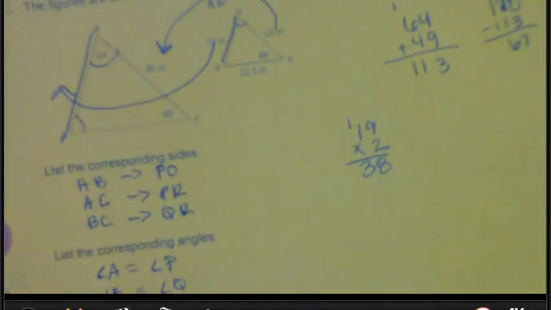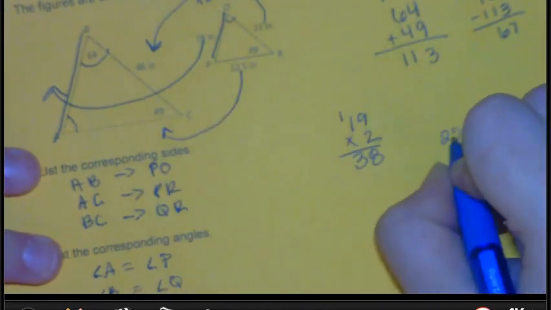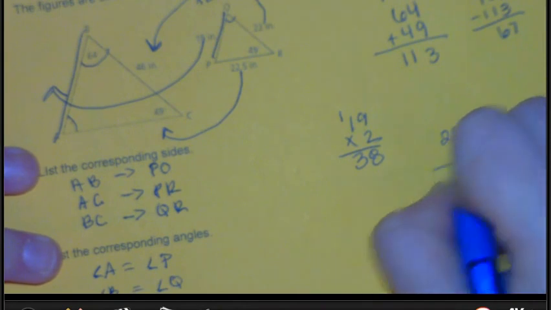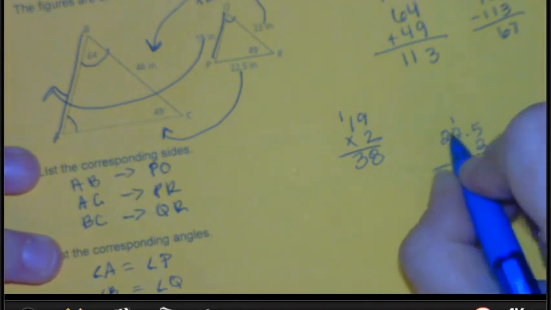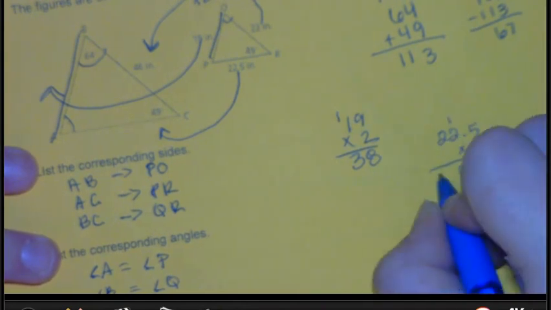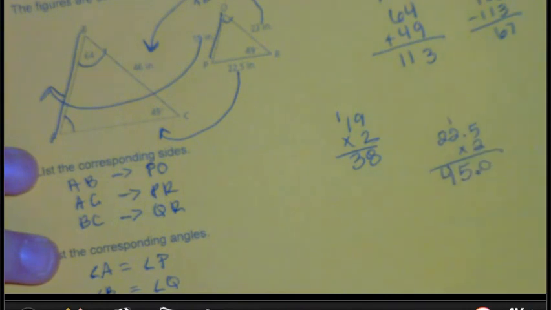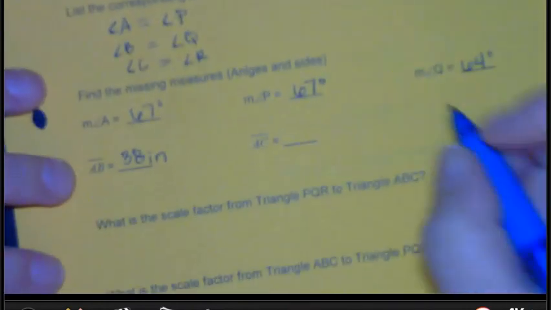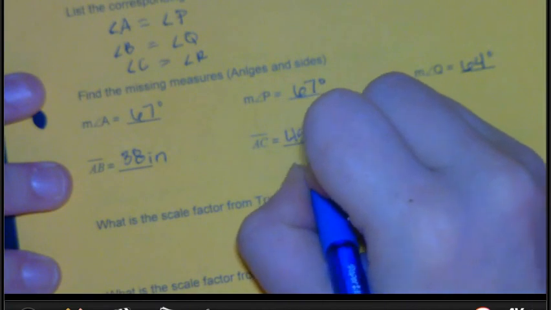To be proportional, everything has to be multiplied by the same scale factor. So I'm going to do 22.5 times 2. 5 times 2 is 10. 2 times 2 is 4, plus 1 more is 5. 2 times 2 is 4. 0 placeholder to give me 45 inches.